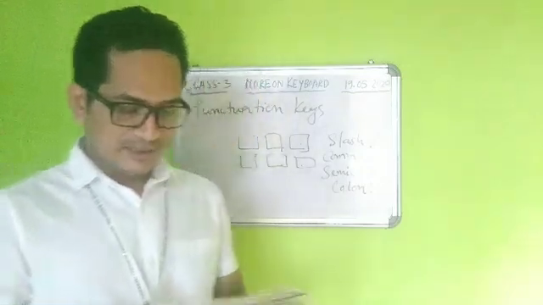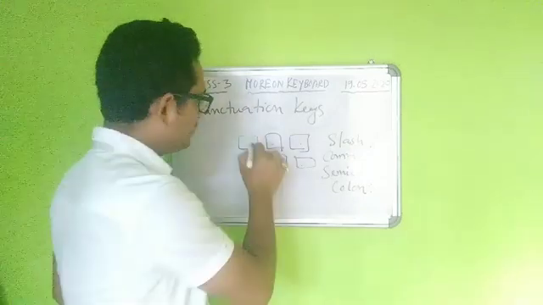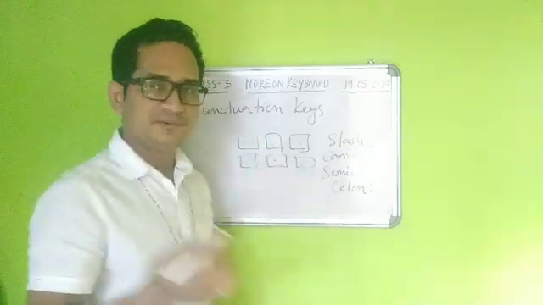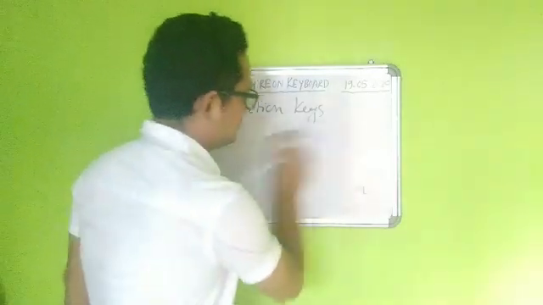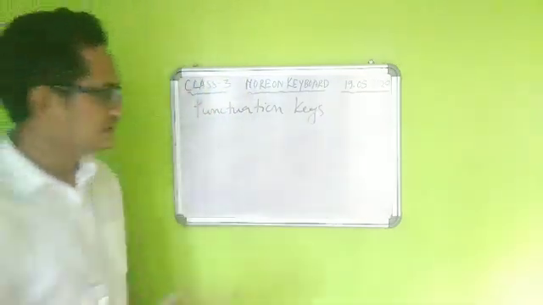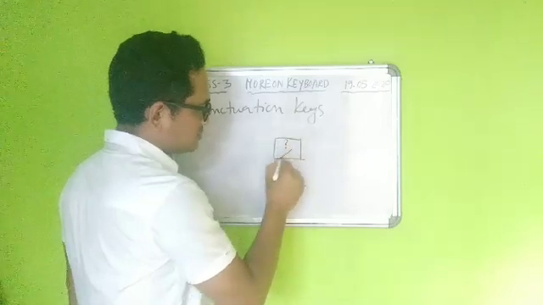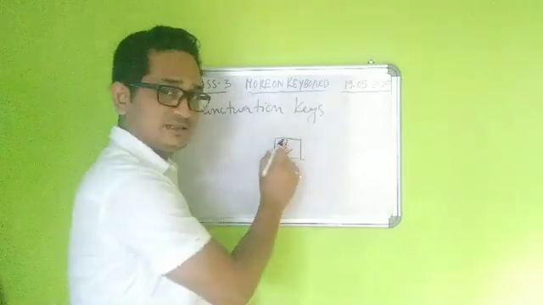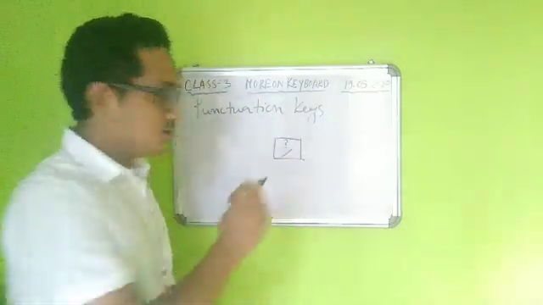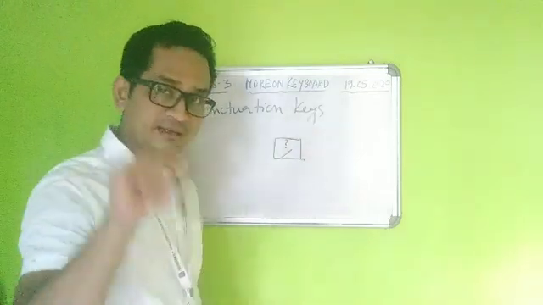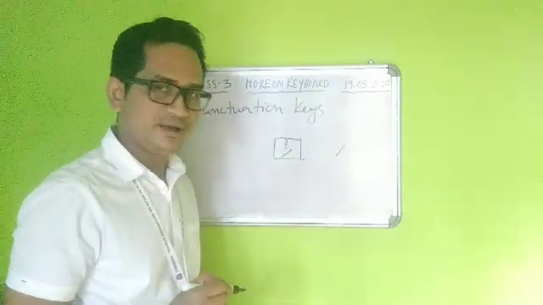Fine. Now students, in the punctuation keys, you will see two symbols together, one symbol here and one above. Suppose I give an example, a perfect one. In this punctuation key, there are two symbols together. See, there is a question mark and there is also a slash. Now if I click on this button, then the slash will come in the monitor.